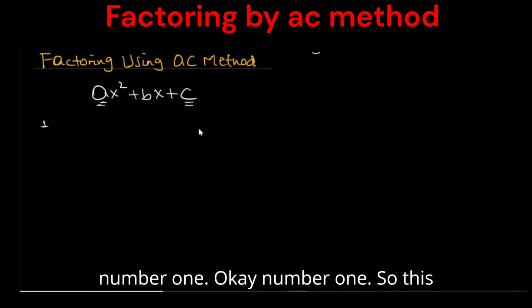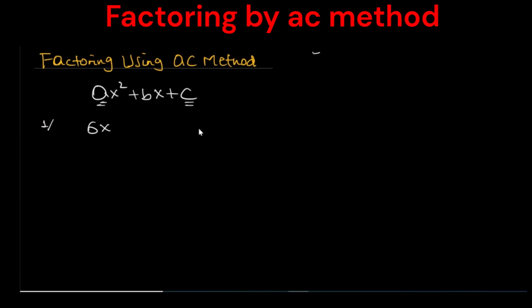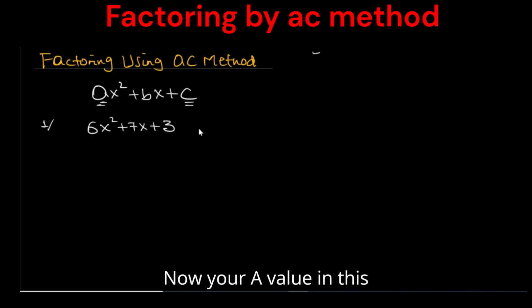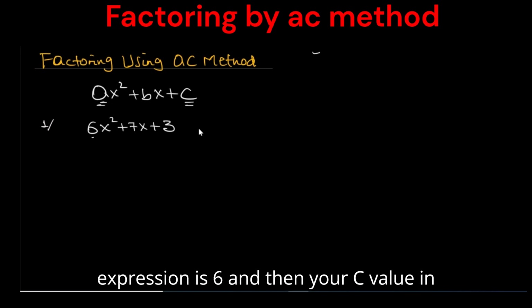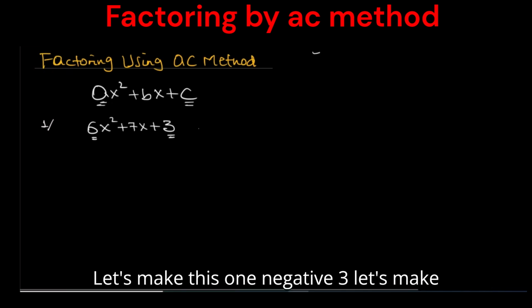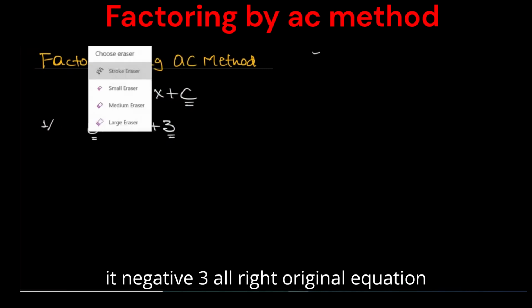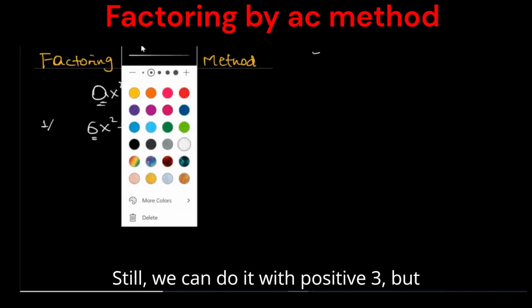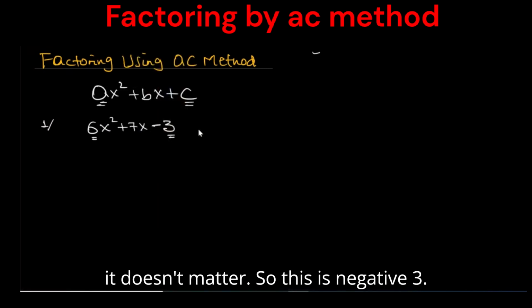Let's say number one. This is 6x squared plus 7x plus 3. That's going to be factored. Now, your A value in this expression is 6, and your C value in this expression is 3. Okay, let's make this one negative 3. The original expression is going to be positive 3; we can still do it with positive 3, but it doesn't matter. So this is negative 3.